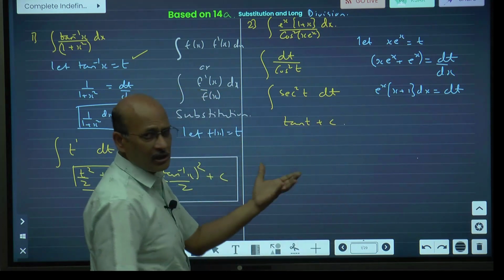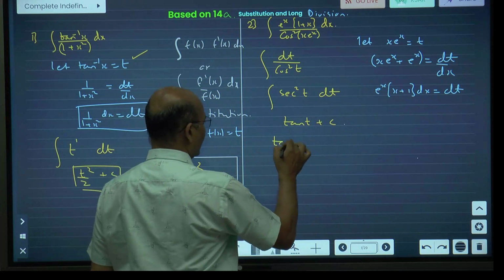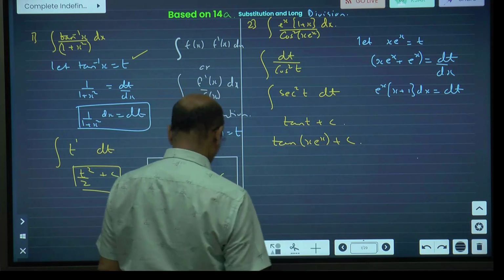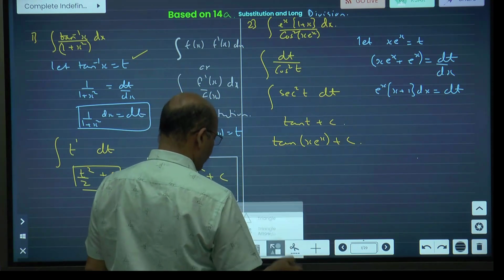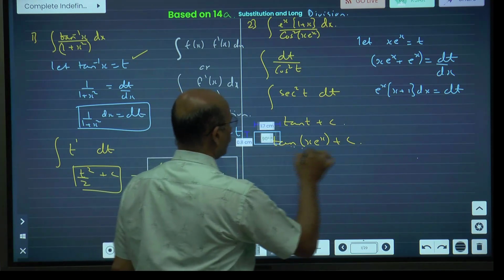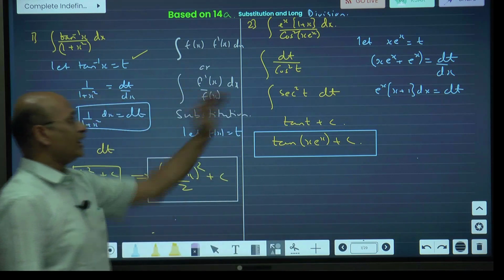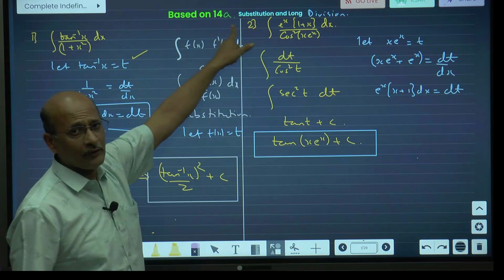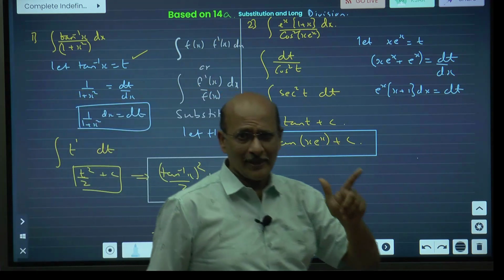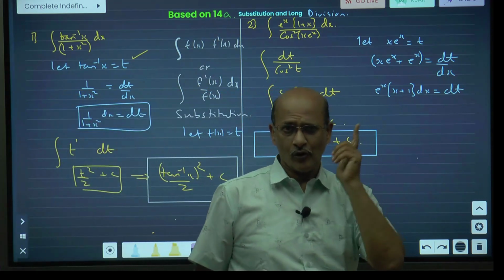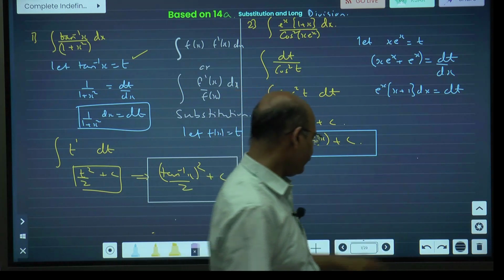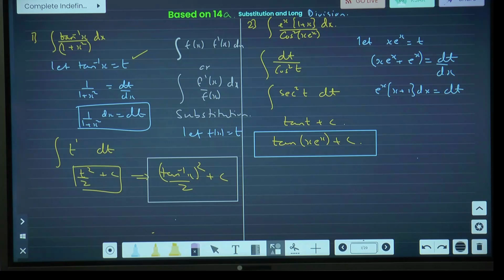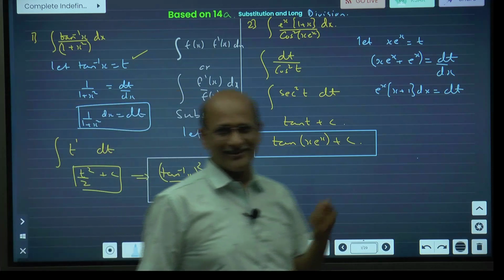Now replace t, and what will happen now? Tan of x e^x plus c. So this is what I want to share with you, this is what I want to show you, how the integration by substitution works. Remember, these sums are based on the first exercise, core method, substitution technique, 14a and 14b. Let us take some more examples, but before that I hope you got this point, children. So pause and note it down.